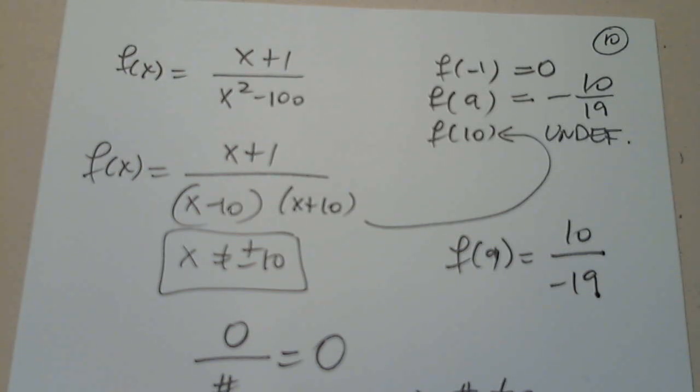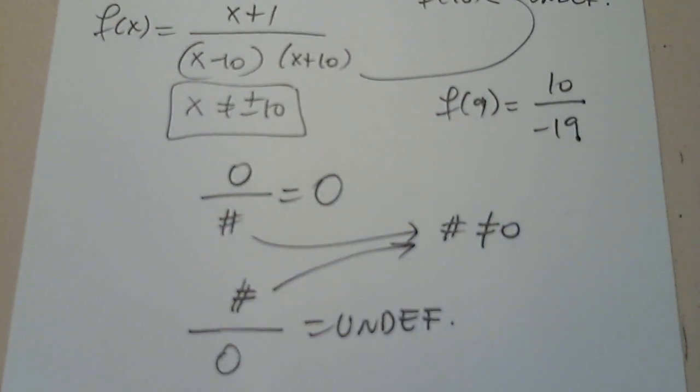So it's very important to remember, a fraction is 0 only when the top is 0. A fraction is undefined only when the bottom is 0. So if the top is 0, the answer is 0 in a fraction. If the bottom is 0, then the fraction is considered undefined. Any questions?